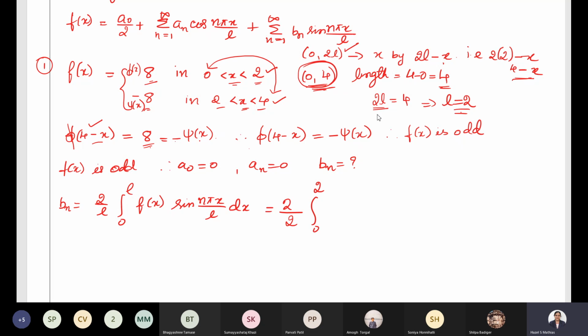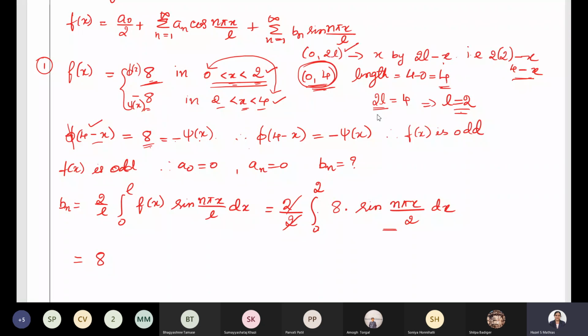What is f of x now? See the interval, it lies between 0 to 2. When x lies between 0 to 2, f of x is defined to be plus 8. So f of x is 8 into sine n pi x by L, L value is 2, into dx. Next, here 2 and 2 get cancelled. What can we do? Let's take 8 outside. Integrate sine n pi x.